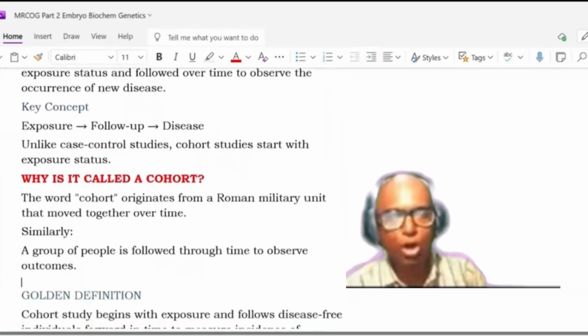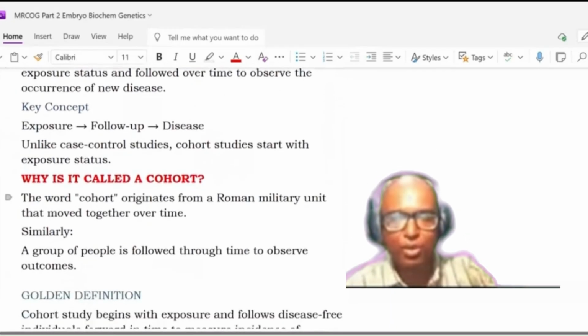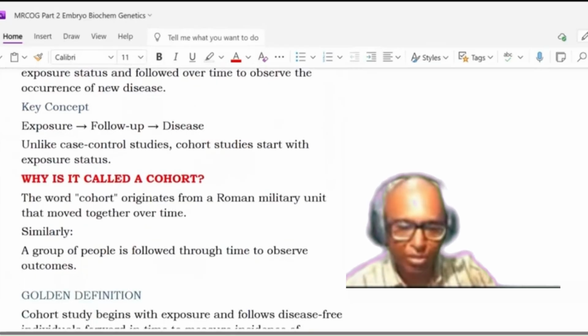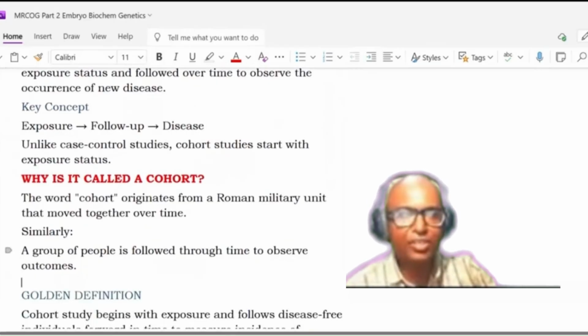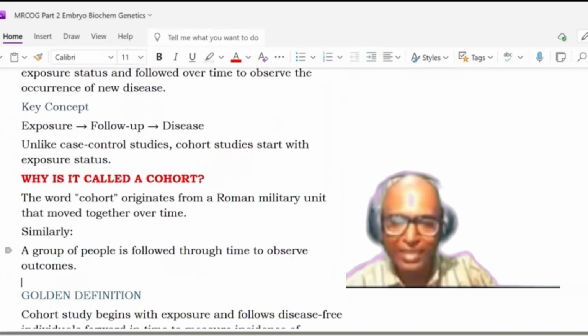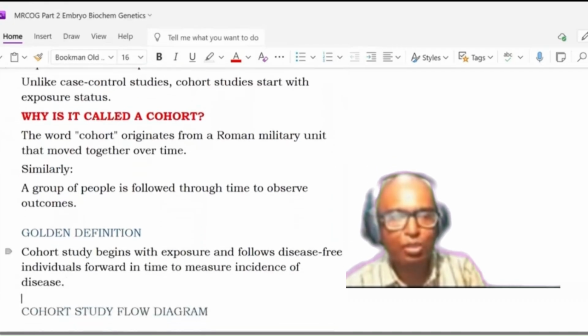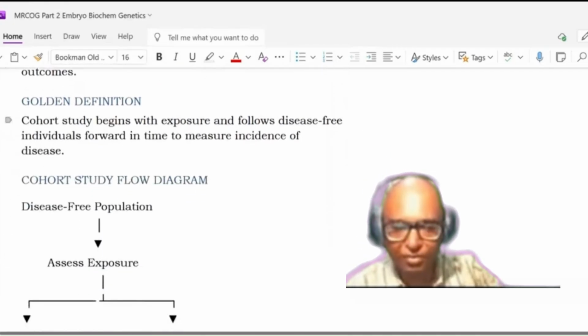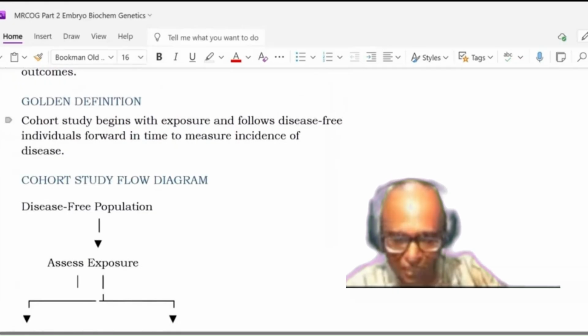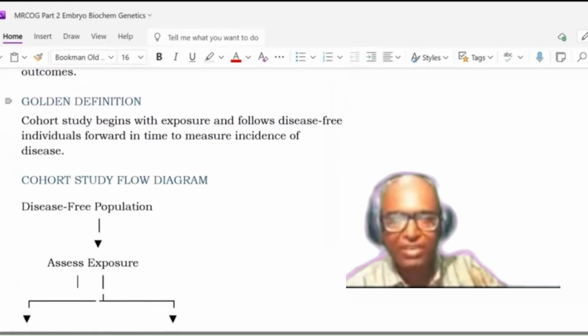So why it is called as cohort study? The word cohort originates from a Roman military unit that moved together over time. Similarly in research, a group of people is followed through the time to observe the outcomes. That is why it is called as cohort study. So the definition from the examination point of view, you should remember: cohort study begins with the exposure and follows disease-free individuals forward in time to measure the incidence of the disease.